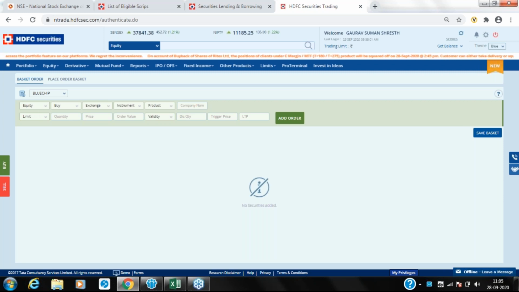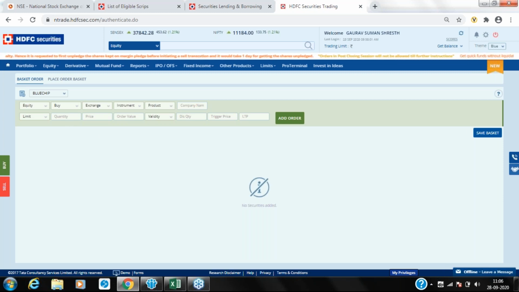So what is basically a basket order? A basket order is a feature by which you can place multiple orders in one go. You can add up to 10 to 15 stocks in one basket, and then in one go, with a single click, you can place all the orders in the market. This is the functionality of a basket order. How many baskets can you create? You can create up to 5 baskets, and you can enter up to 15 orders in one basket. I hope the basics of the basket are covered.